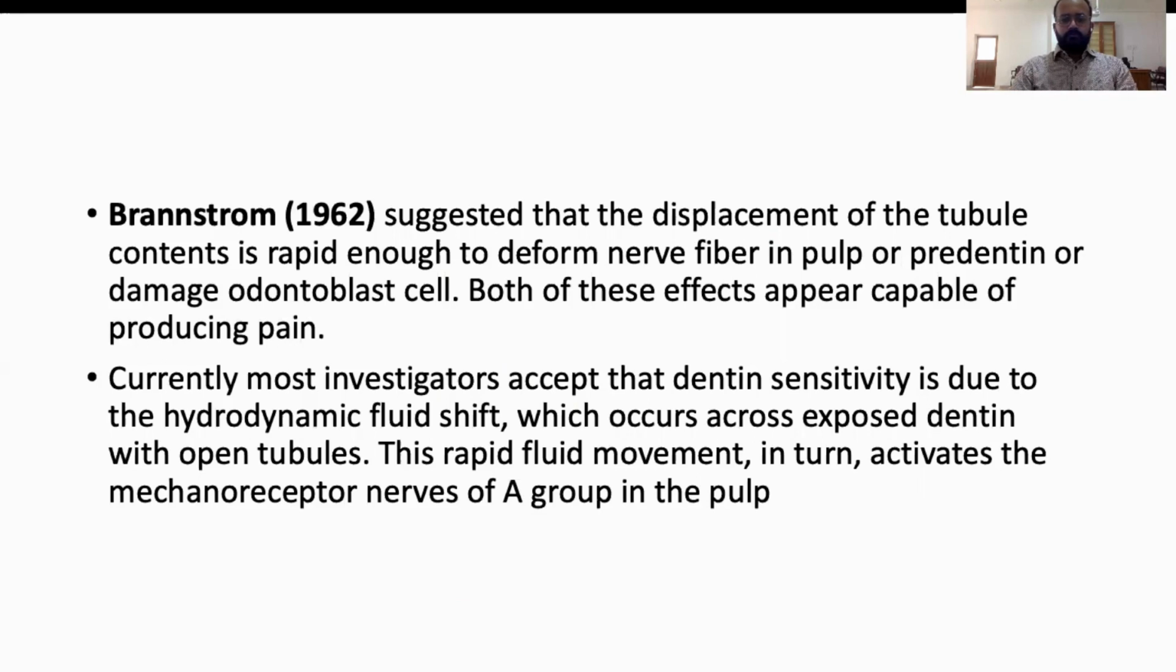Brännström was the first to propose this theory. He suggested that the displacement of tubule content is rapid enough to deform the nerve fibers in the pulp or predentin or to damage the odontoblast cells. Both of these effects appear capable of producing pain. Currently, most investigators accept that dentin sensitivity is due to the hydrodynamic fluid shift, which occurs across the exposed dentin with open tubules. This rapid fluid movement in turn activates the mechanoreceptors or nerves of the A-delta group in the pulp.